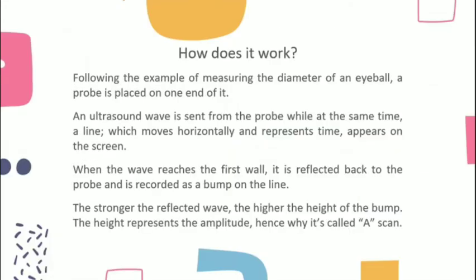So, how does it work? Following the example of measuring the diameter of an eyeball, a probe is placed on one end of it. An ultrasound wave is sent from the probe while at the same time, a line which moves horizontally and represents time appears on the screen. When the wave reaches the first wall, it is reflected back to the probe and is recorded as a bump on the line. The stronger the reflected wave, the higher the height of the bump. The height represents the amplitude, hence why it is called A scan.